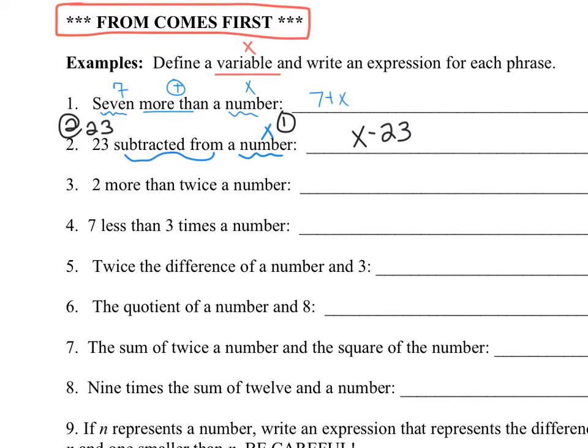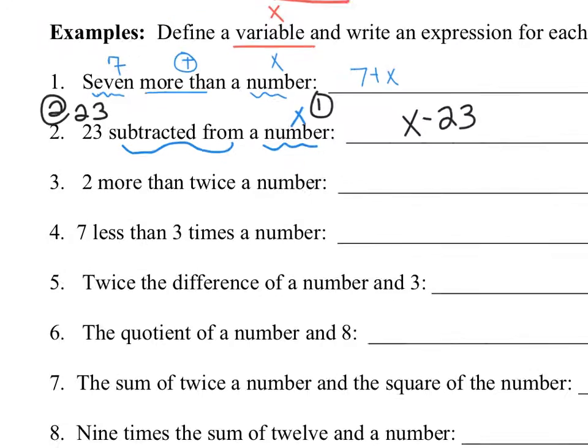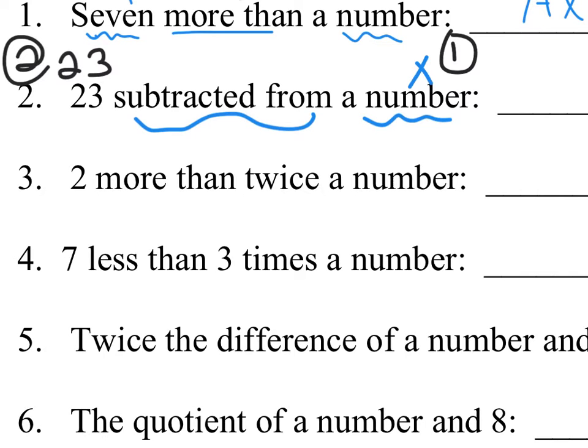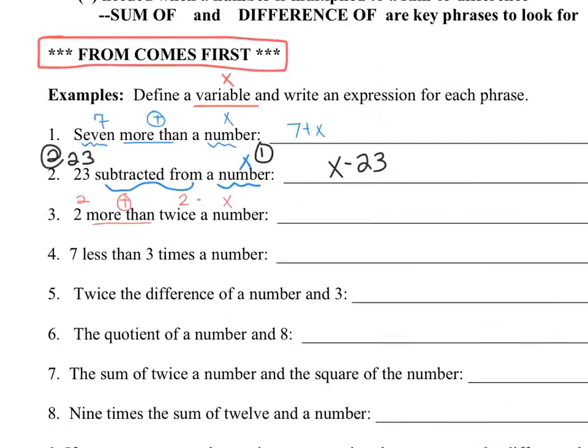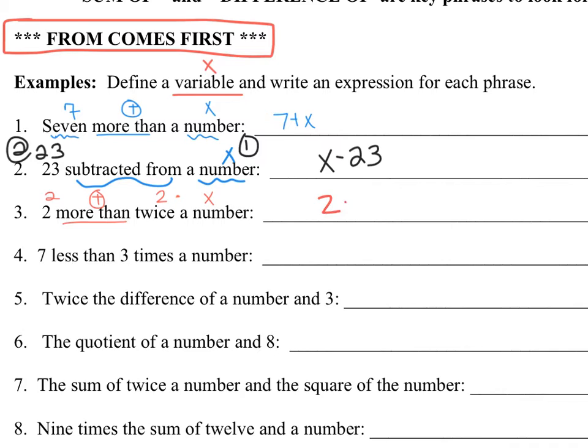Now for number 3. I have 2 more than twice a number. Well, I have the number 2. I'm going to use red this time. I have the number 2. We said more than was addition. Twice is basically multiplying, so I'm doing 2 times something. So 2 times the number, which is x. So I can just rewrite this as 2 plus 2x. And that's your final answer.